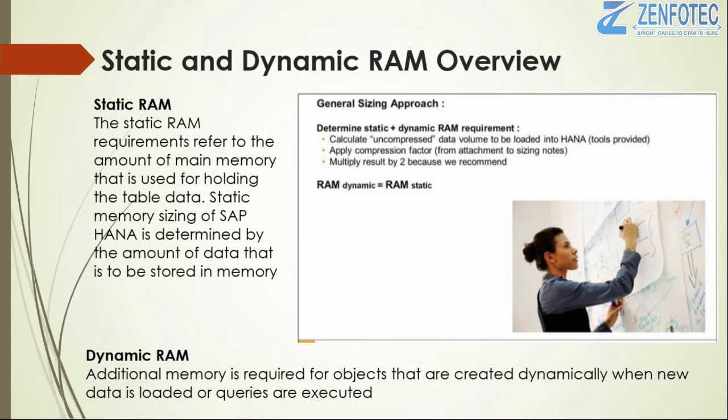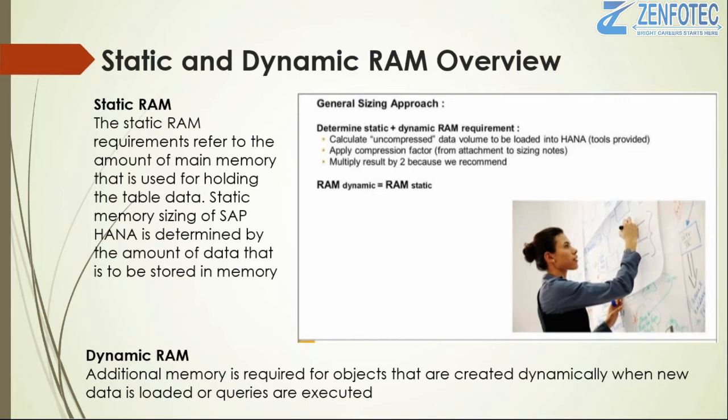So in the TDI we have to calculate the static RAM sizing and the dynamic RAM sizing. The size of the static RAM and the dynamic RAM should be the same. For example, if you calculate that the static RAM requires 1 TB of memory, then we consider the same for the dynamic RAM: 1 TB for static and 1 TB for dynamic. That means your total physical RAM will be 2 TB. So static RAM equals dynamic RAM.